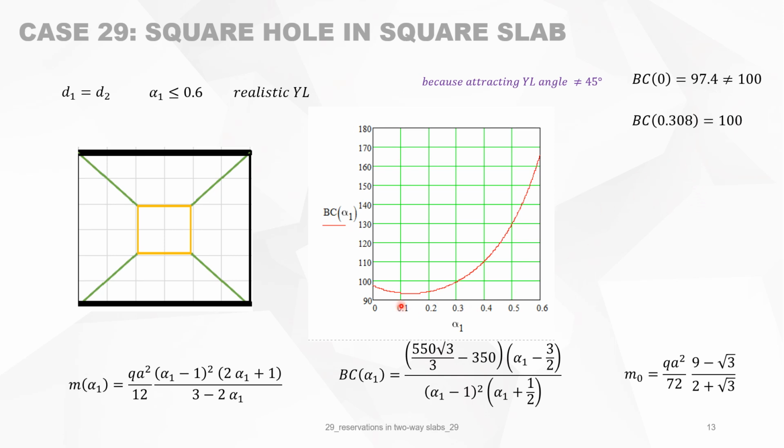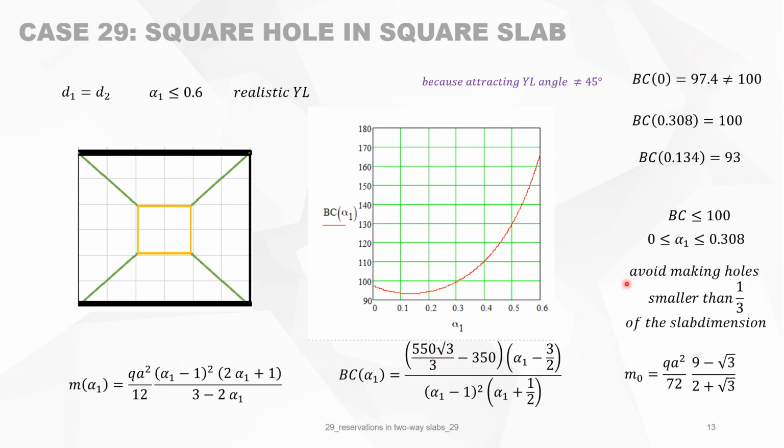Then we see that the bearing capacity is 100% when alpha 1 is 0.308, and it's 93 at the maximum here for alpha equals 0.134. It means that the bearing capacity is smaller than 100 for alpha 1 between 0 and 0.308. So we can conclude that we should avoid making holes or reservations smaller than 1/3 of the slab dimension.